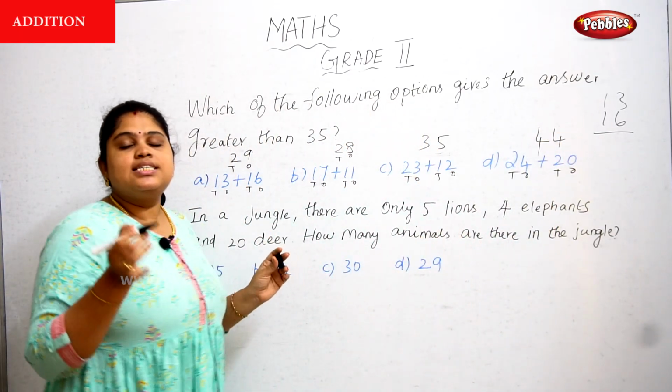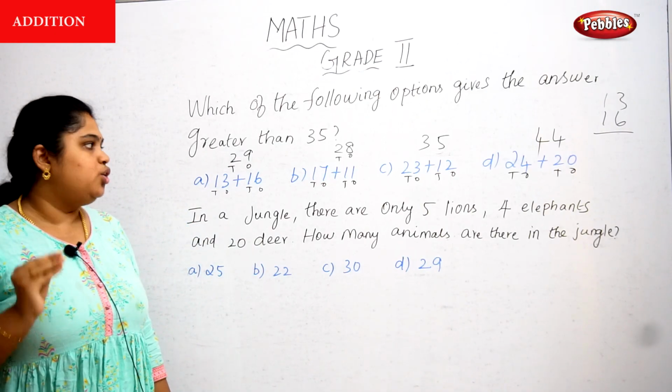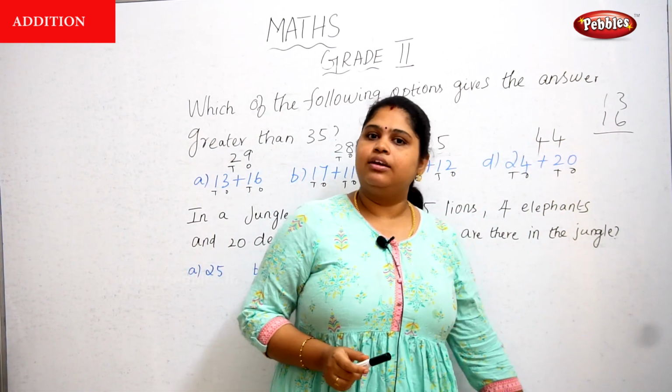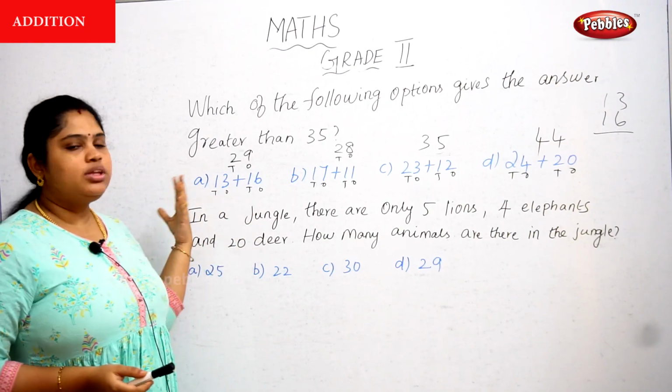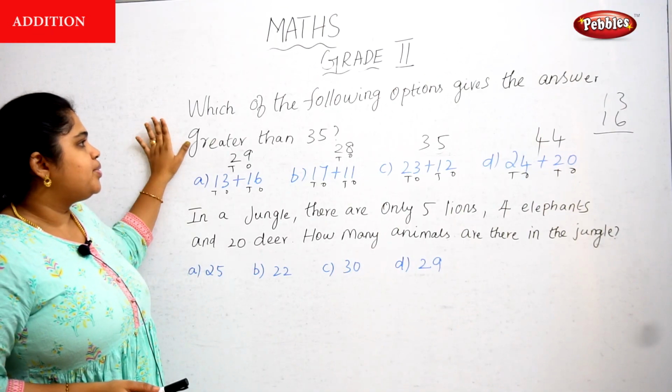This is the easiest method to calculate the addition. You don't need to take your numbers and write them and make a calculation. Very simple. If you add both ones and both tens, then you will get the answer. So move on to the question.